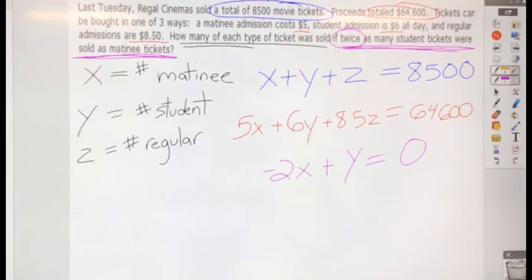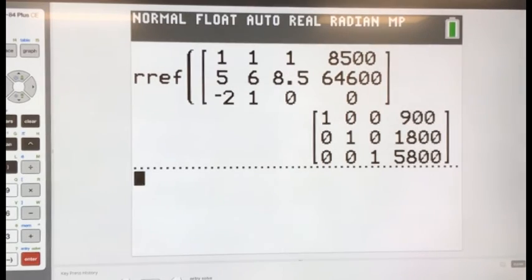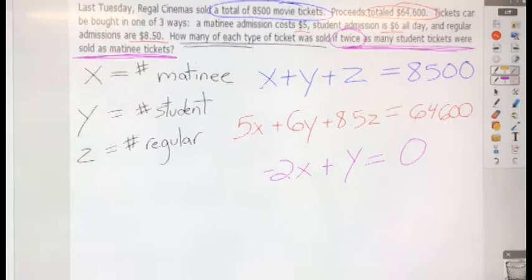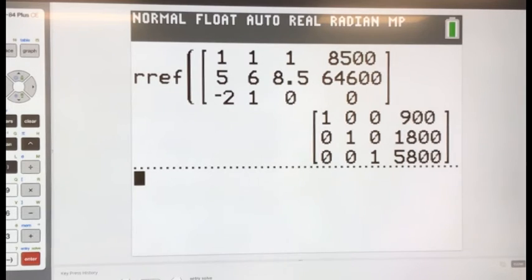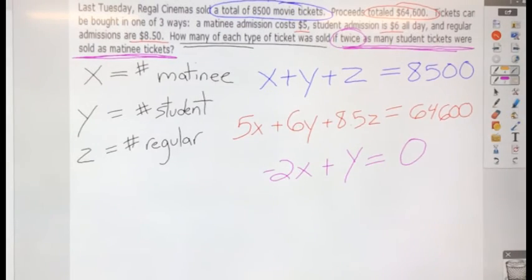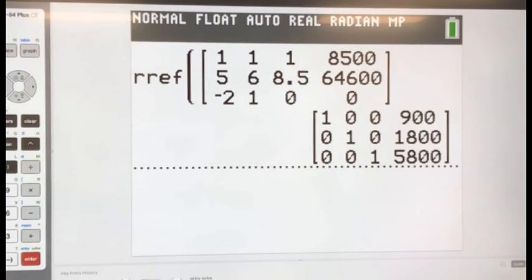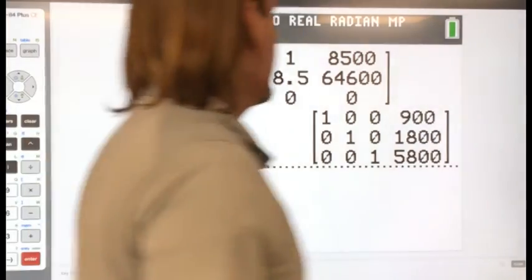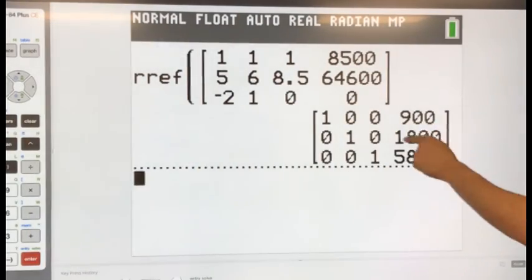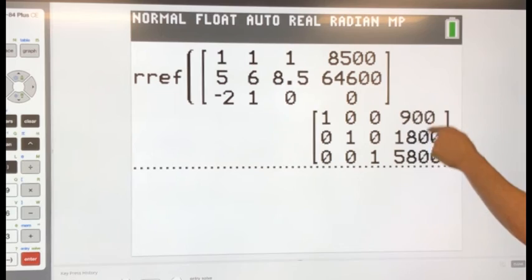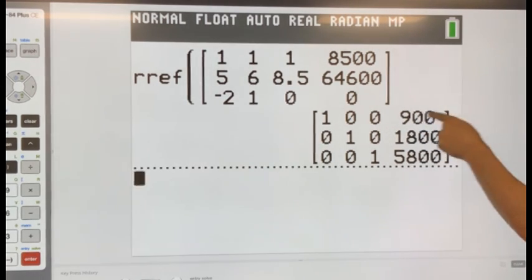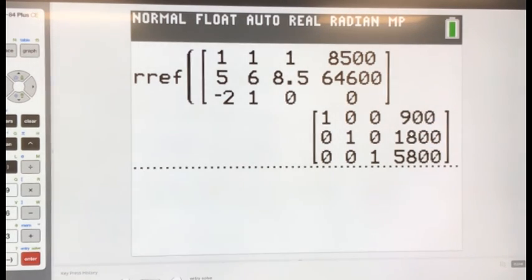How many matinee tickets were sold? 900. How many student tickets were sold? 1,800. How many regular tickets were sold? 5,800. So don't you see that there's twice as many student tickets as matinee? If I take matinee and double it, I get twice as many.